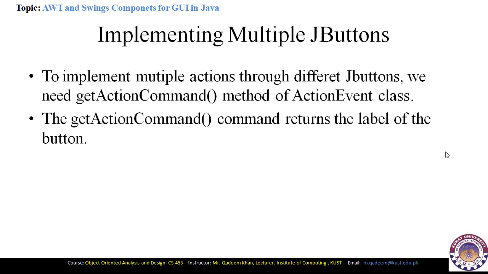The getActionCommand method takes the parameters of the labels of different JButtons, and then the getActionCommand will recognize which button has been clicked. The getActionCommand returns a label for the button. So that means it will return the particular label of the button, and based on that label, the getActionCommand will decide which button has been executed or its event has been raised.